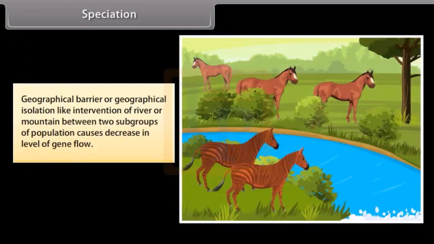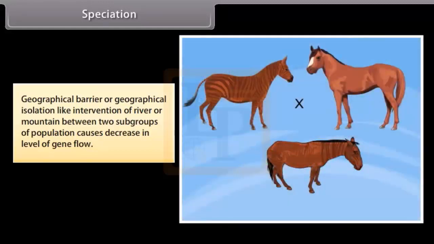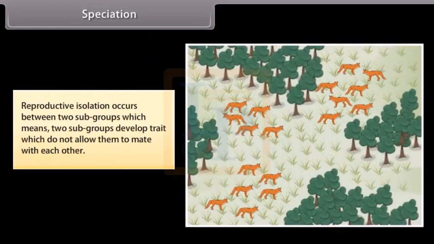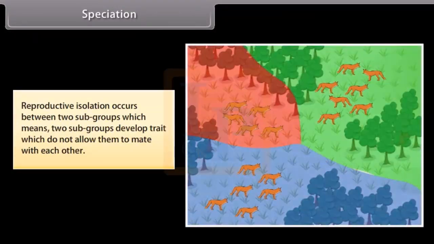Geographical barrier or geographical isolation, like intervention of a river or mountain between two subgroups of a population, causes a decrease in the level of gene flow. Reproductive isolation occurs between two subgroups, which means two subgroups develop traits which do not allow them to mate with each other.